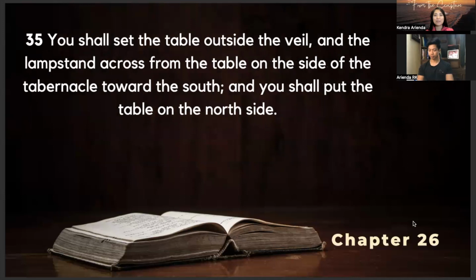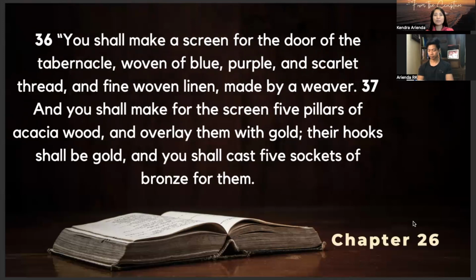You shall set the table outside the veil, and the lampstand from the table on the side of the tabernacle toward the south. And you shall put the table on the north side. You shall make a screen for the door of the tabernacle, woven of blue, purple, and scarlet thread, and fine woven linen, made by a weaver. And you shall make for the screen 5 pillars of acacia wood, and overlay them with gold. Their hooks shall be gold, and you shall cast 5 sockets of bronze for them.